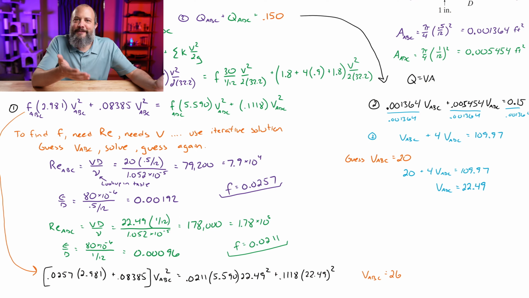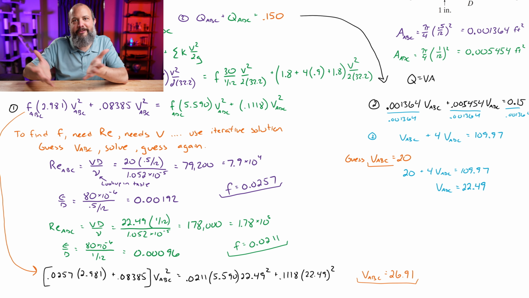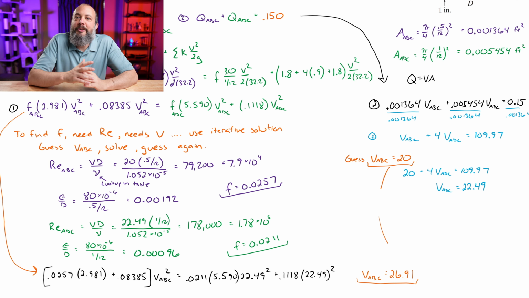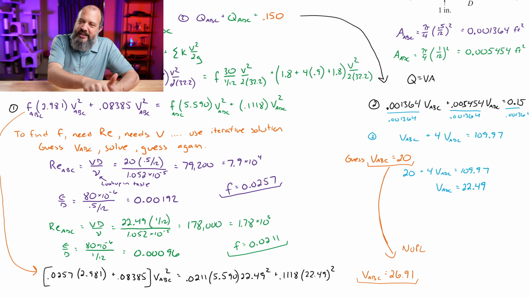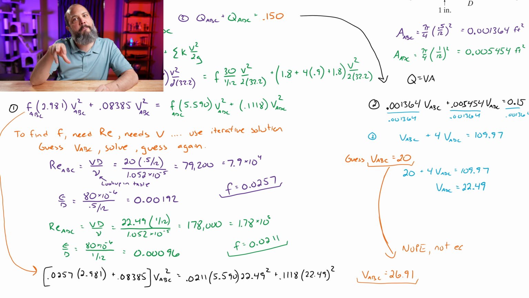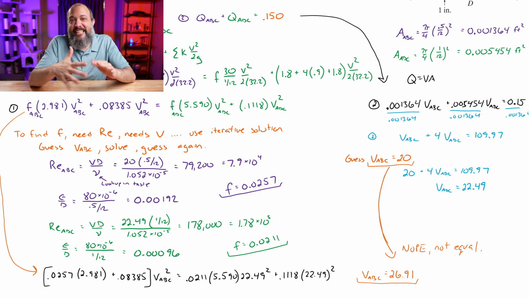And of course, that's not what happened. That's never going to happen. VABC of 26.9. At least I'm on the right order of magnitude, but this is not close enough, right? This is over 25% error, which means we have to repeat the process again, solve for a new Reynolds number, go back to the Moody diagram, new friction coefficient.